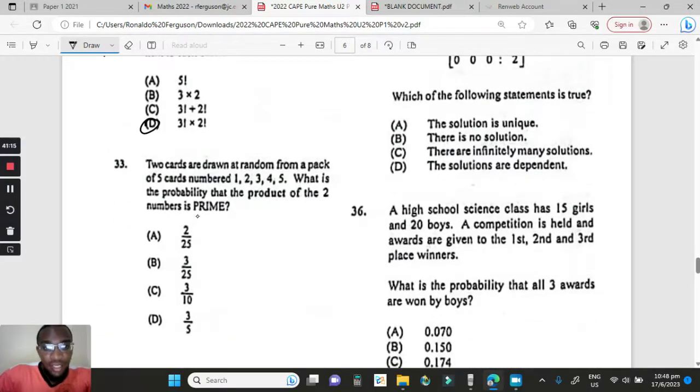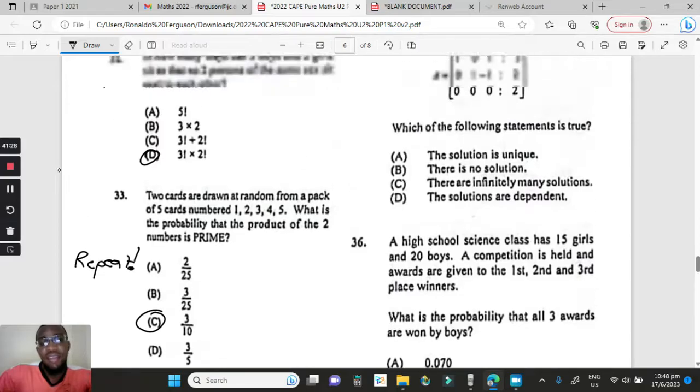What's the probability that they're prime? Finally, the correct answer is there: 3 over 10. Remember we had talked about this? So it repeats. The correct answer wasn't there the year before, but finally it's there. The correct answer is 3 over 10.